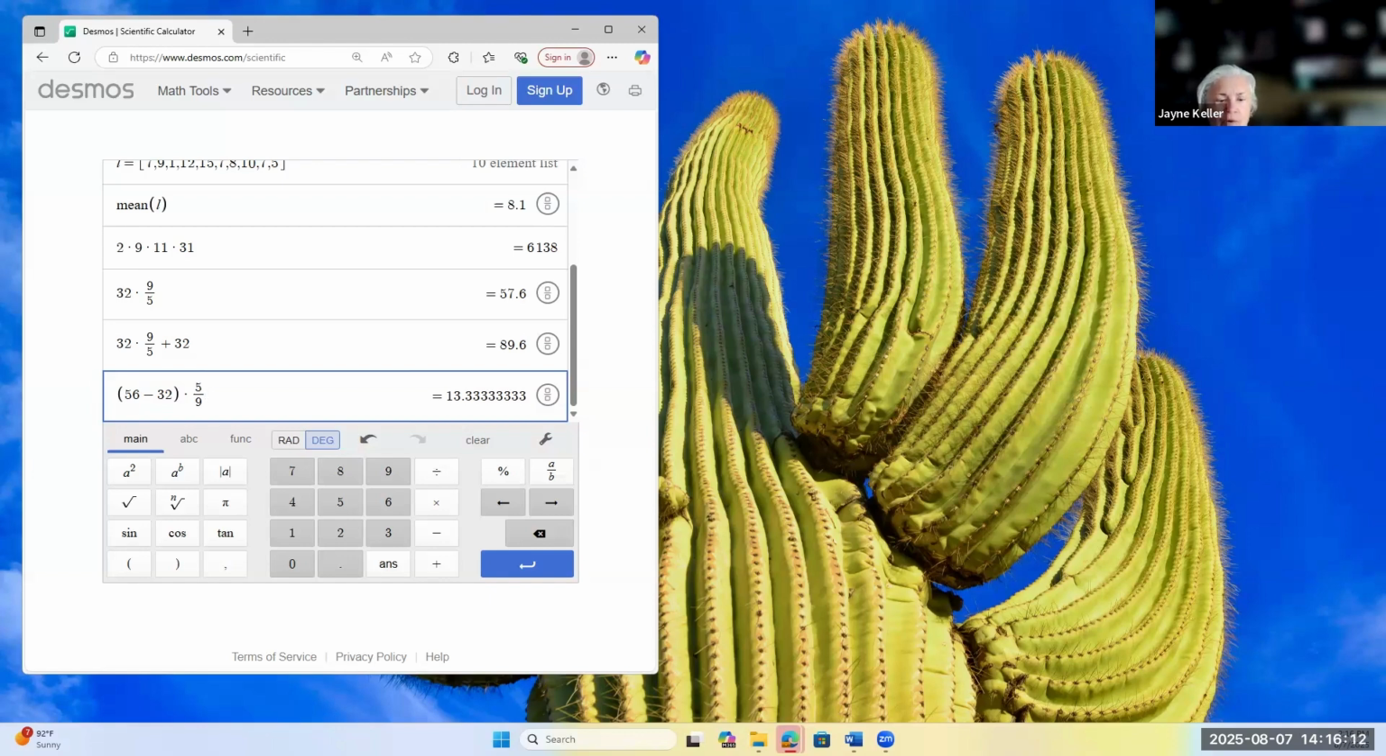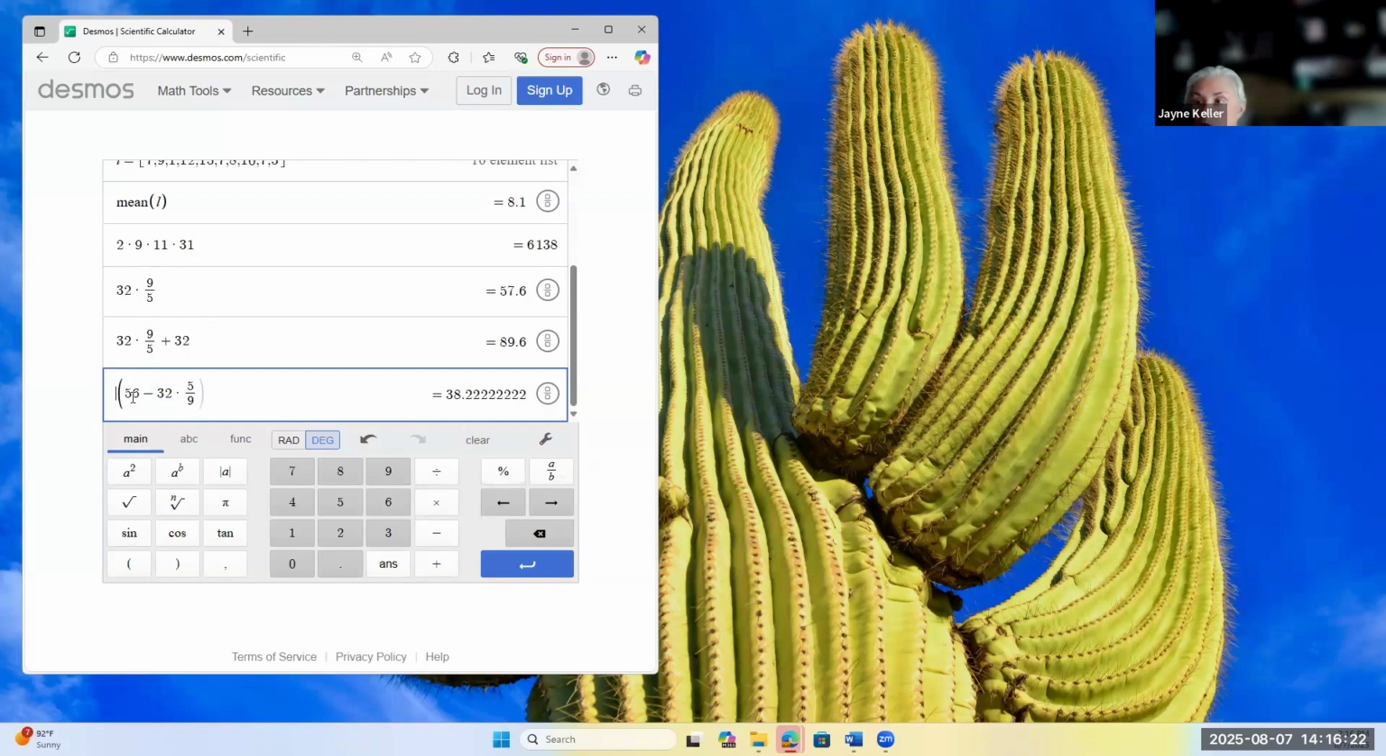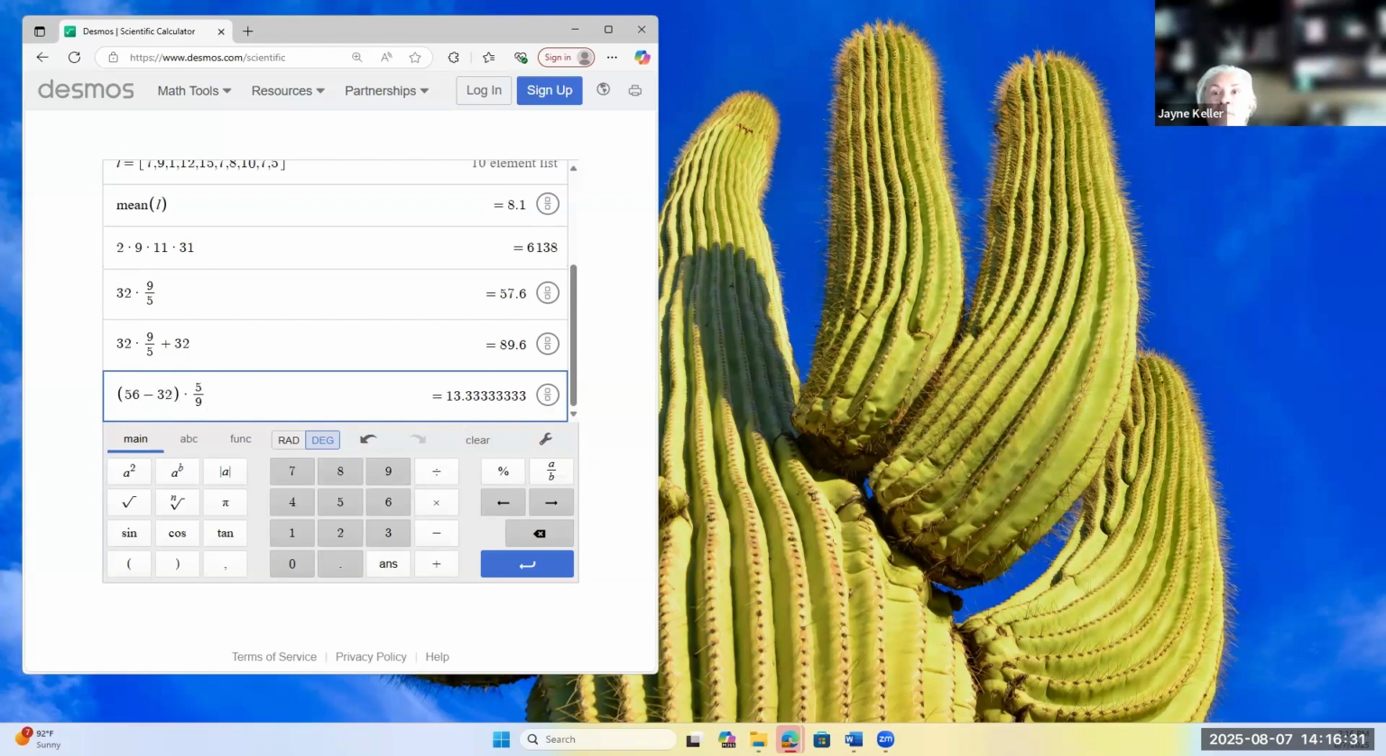Did I do that one right? Yes, okay. So it's very important to get the 5/9 outside the parentheses. If I don't have the parentheses, it's only going to multiply the 5/9 times the 32, and then I'm going to get the wrong answer. So make sure we keep those parentheses. Questions about that one?